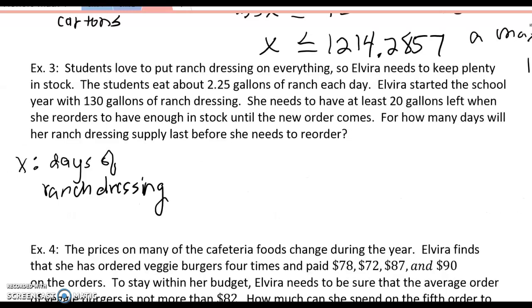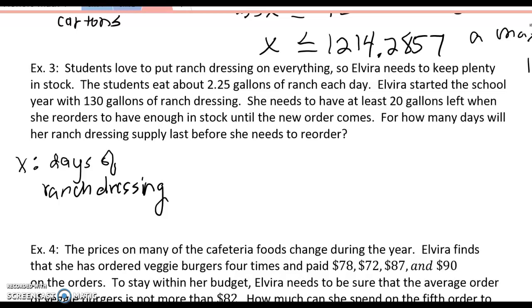All right, example number 3. So we have here students love ranch dressing. So Elvira needs to make sure she has enough in stock. All right, so she figures that students eat about 2.25 gallons of ranch each day. Elvira started the school year with 130 gallons of ranch dressing. She needs to have at least 20 gallons left when she reorders to have enough in stock until the new order comes. So we need to figure out how many days will her ranch dressing supply last before she needs to reorder.